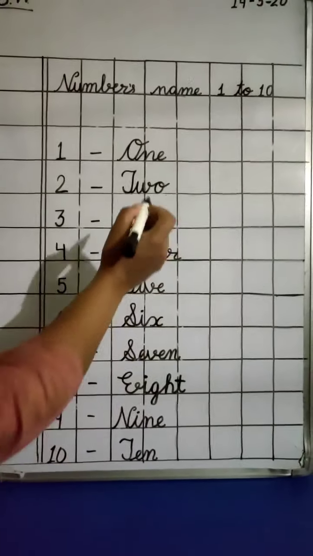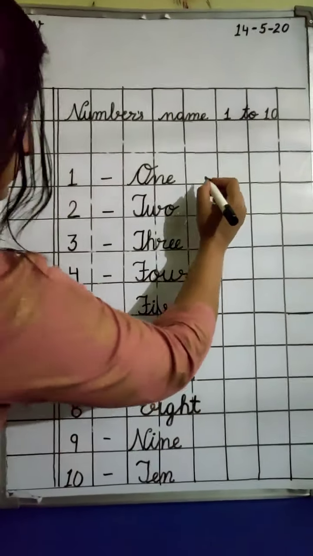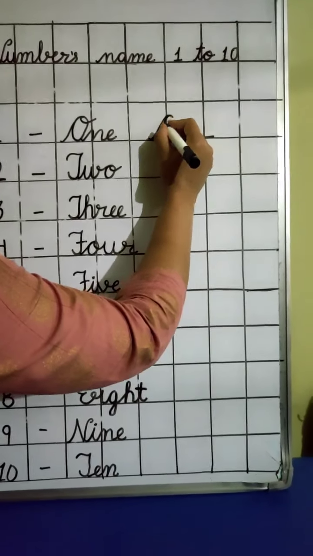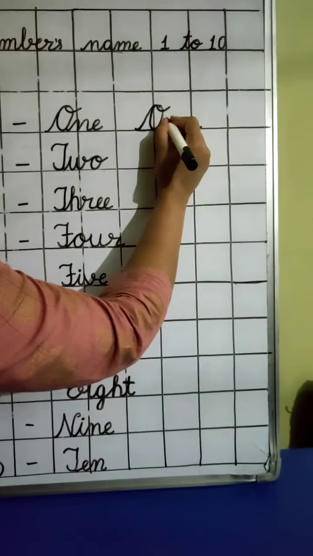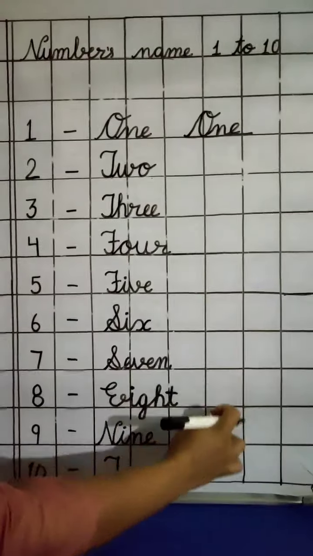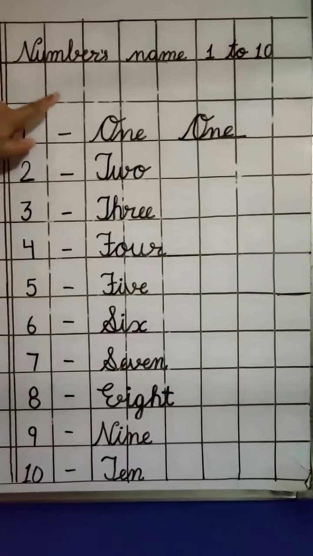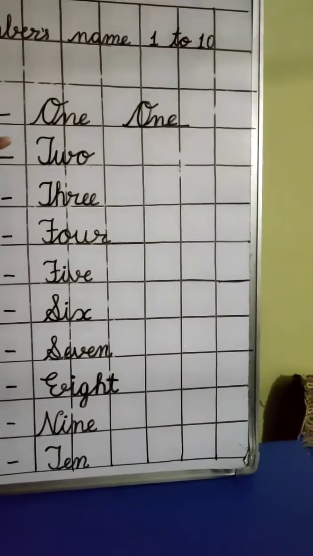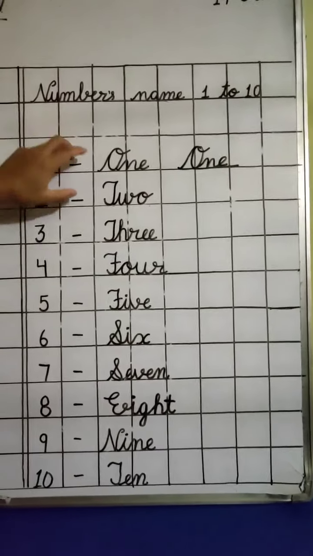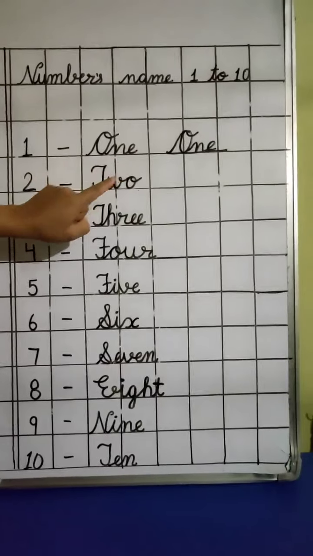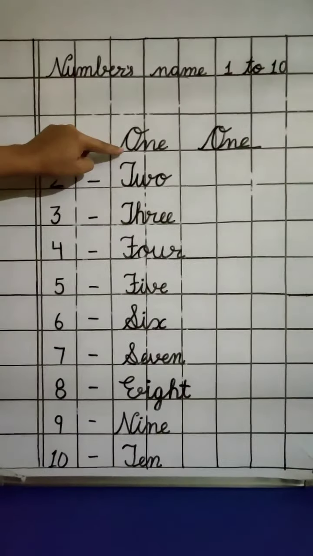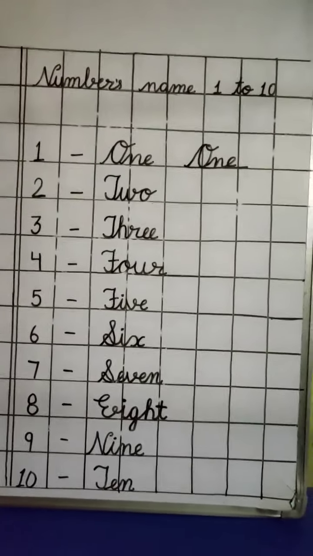And you are to write these numbers name 2 times. Here you will write also. Okay, we will write here also. O N E. Okay, you are to repeat these numbers name here, and you will write like as me, like this. Okay, you will not touch the upside line. You will touch the down line of the box. Okay, upside line we will leave it, we will not touch it.